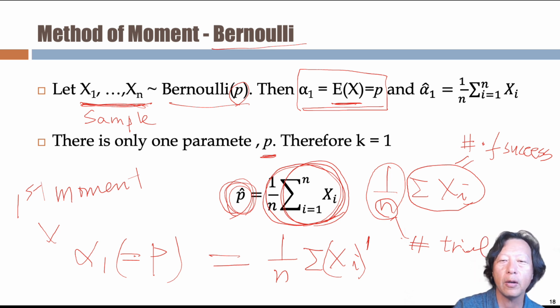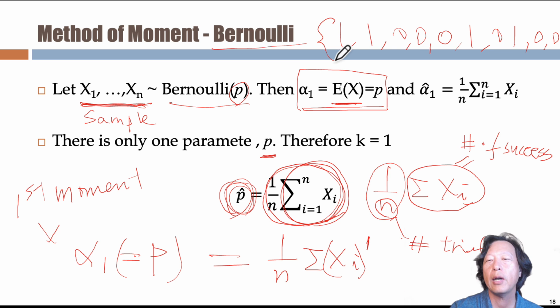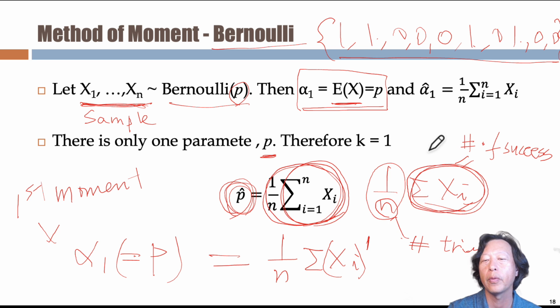So if you have 1, 1, 0, 0, 0, 1, 0, 1, and then 0, 0, you try 10 times, and how many times did you succeed? 1, 2, 3, 4 times you succeeded, right? So if you just add up all these numbers, you will get 4. And then what is the number of trials? 1, 2, 3, 4, 5, 6, 7, 8, 9, 10. It was 10 trials, so you divide by 10.